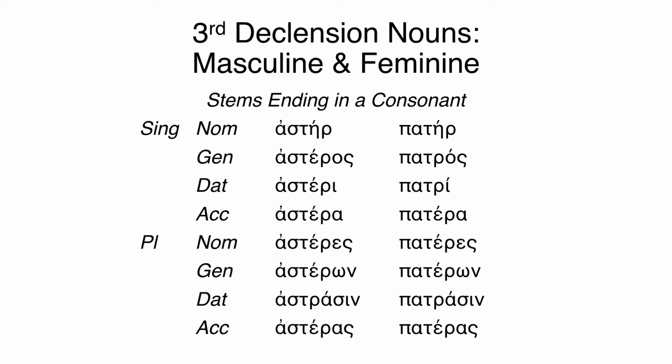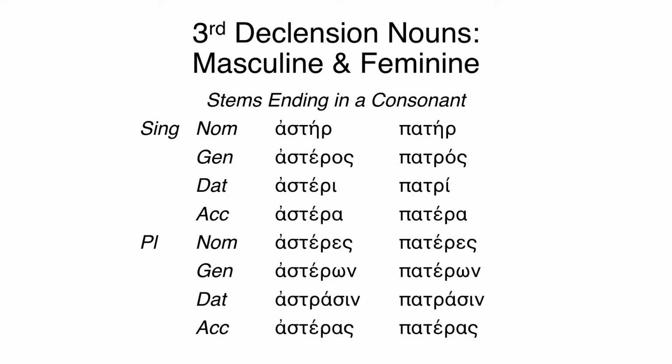You'll notice that for the dative plural, the epsilon drops out, and we have astrasin rather than asterasin. That is common throughout third declension nouns for the dative plural. So these endings that we see here will be familiar if you have already learnt the endings for the participle.